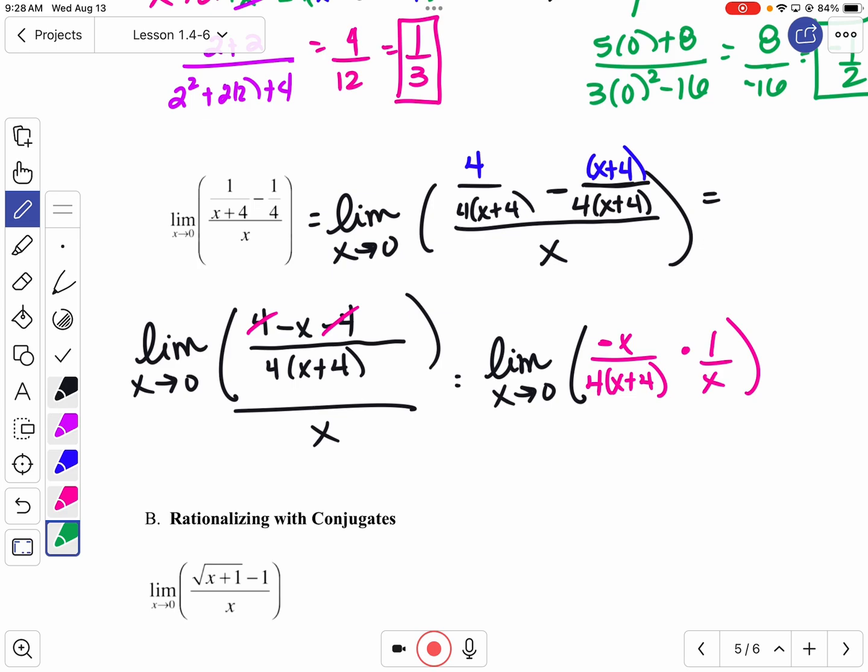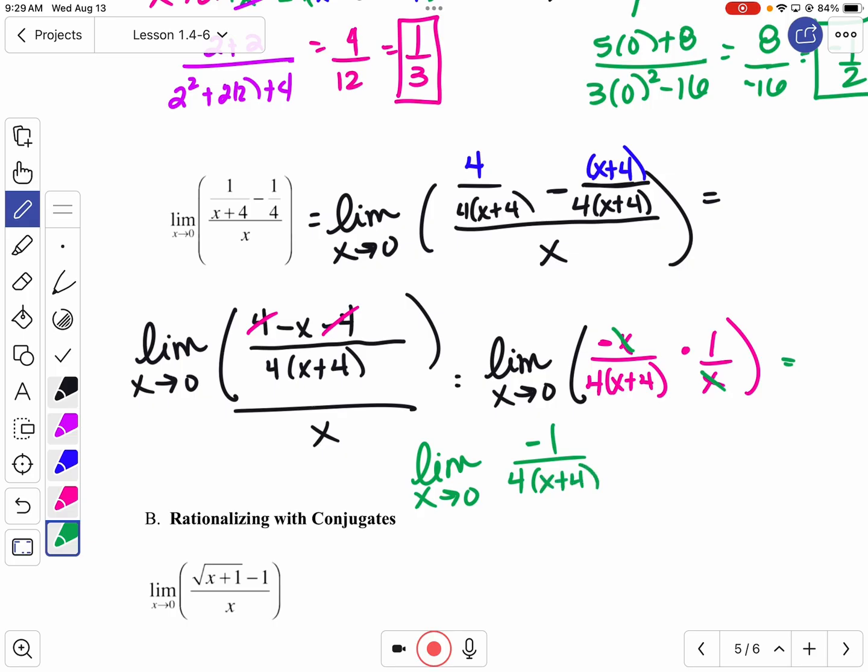Okay. So does everybody see what I did there? I kind of put 2 steps together, right? I simplified the big numerator. Instead of division, I changed it to multiply, and I did the reciprocal. Okay, so keep, change, flip. Now, these x's are going to cancel out. So this leaves me with the limit as x approaches 0 of negative 1 over 4 times x plus 4.